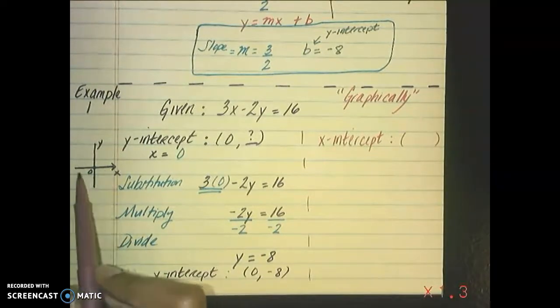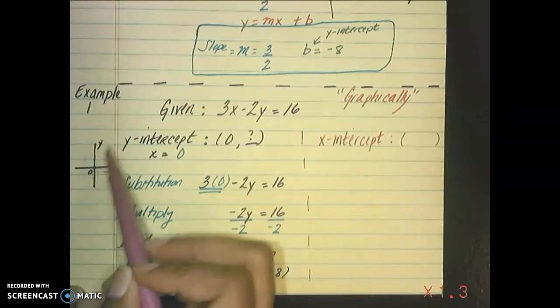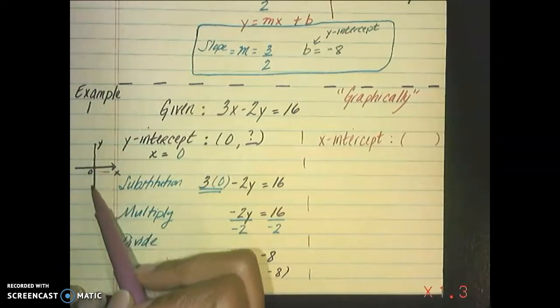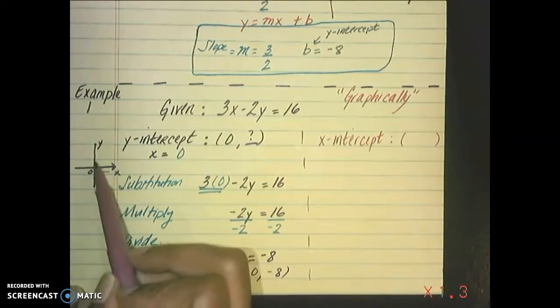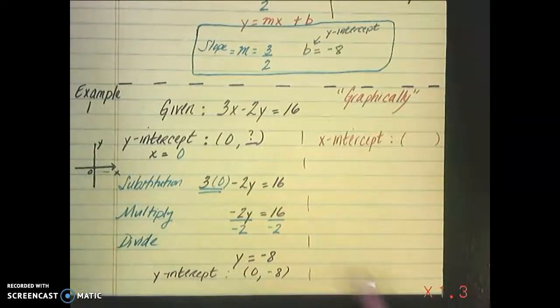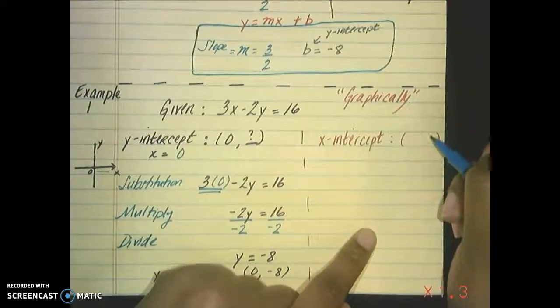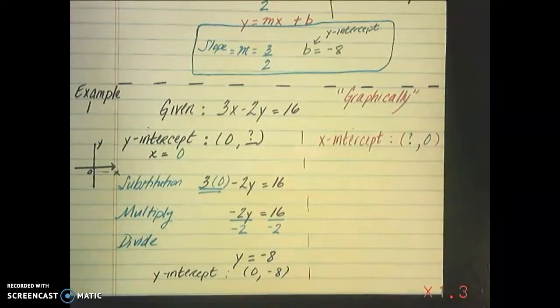The x-intercept is along this line here, your x-axis. Excuse me, my little mark. But what is the y value along this x-axis? Y does not go up or down. It's just on this x-axis. So what happens is, to find the x-intercept, you need to let y be 0. And that's how you figure out what your x-intercept is.